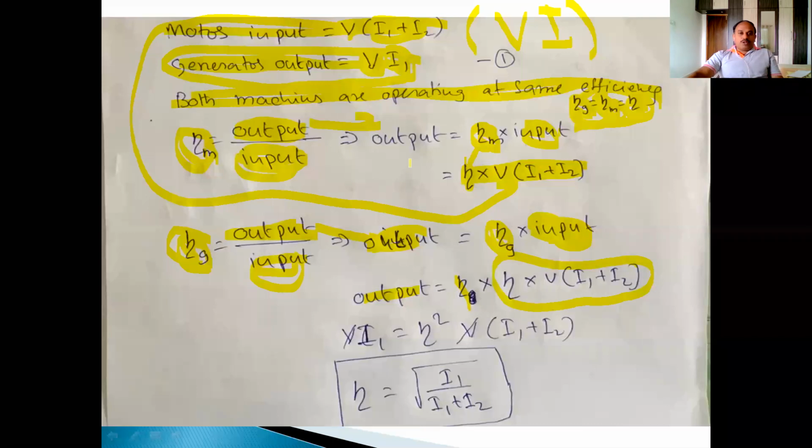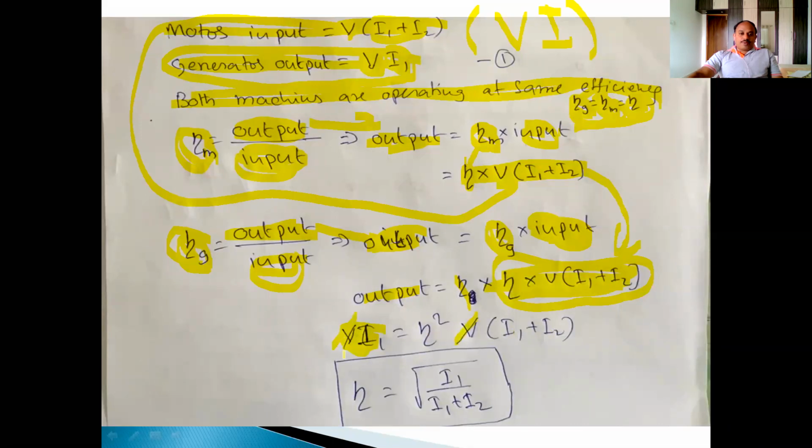So this is the motor output. This output is equal to the input to the generator, so the same value is substituted here, because motor output equals input to the generator. So output from the generator equals efficiency square into this value. Output from the generator is V into I1, equal to efficiency square into V into I1 plus I2.